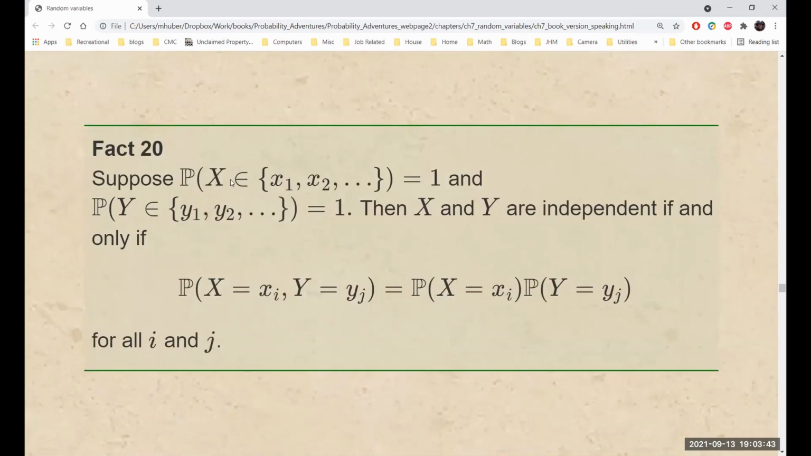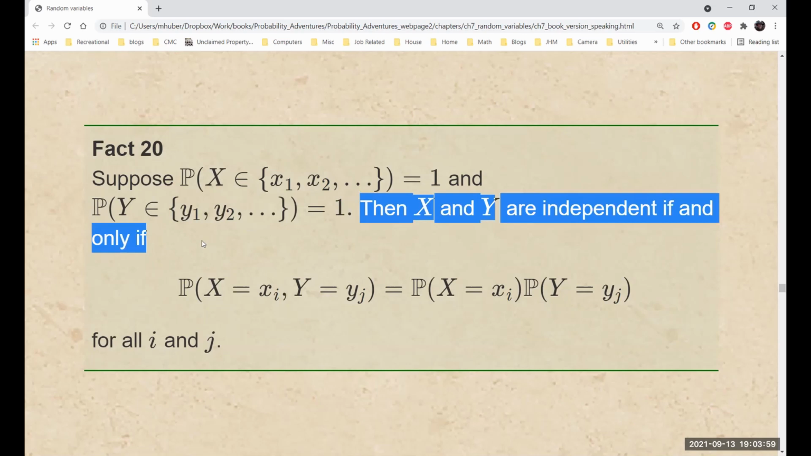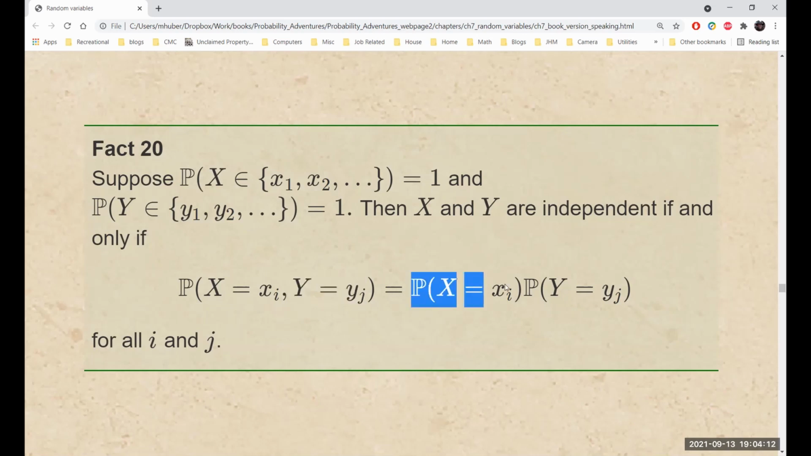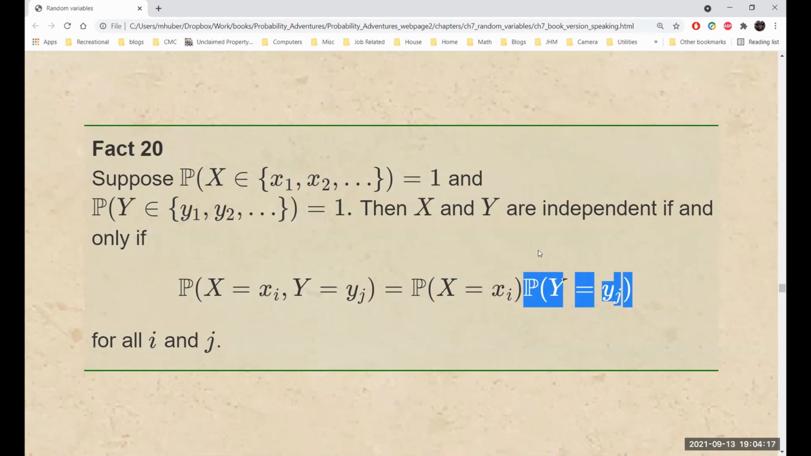Here's what we do. Suppose that X takes on values x1, x2, x3, and so on, and Y falls in the sequence y sub 1, y sub 2, and so on, both with probability 1. It turns out X and Y are going to be independent if and only if the probability that X equals a particular x sub i value and Y equals a particular y sub j value equals the product of the probabilities that X equals that value and Y equals its value, for all i and j.